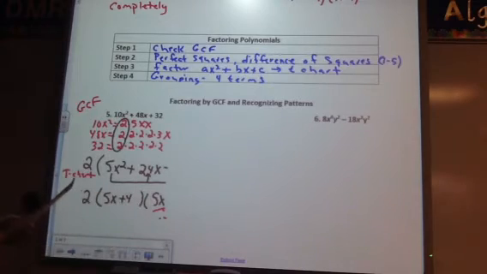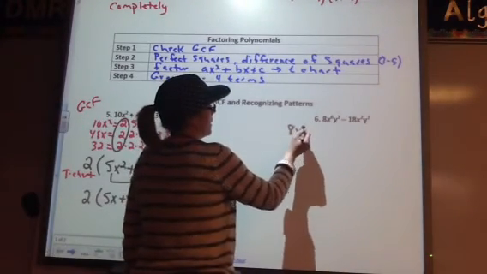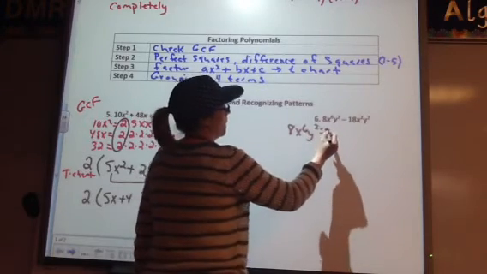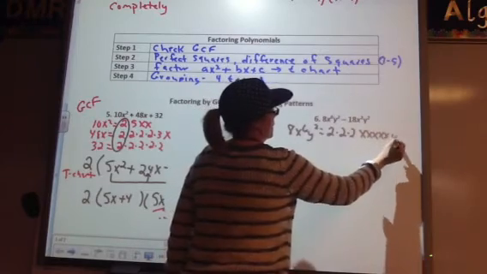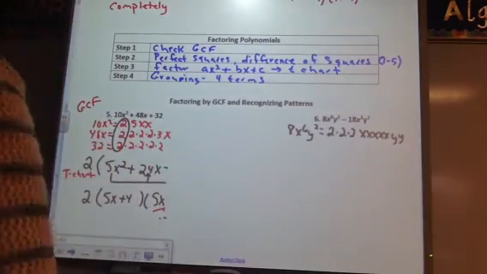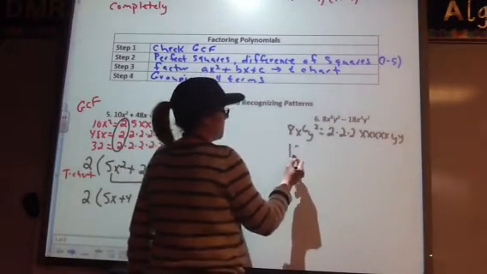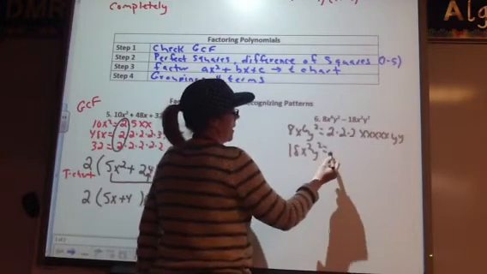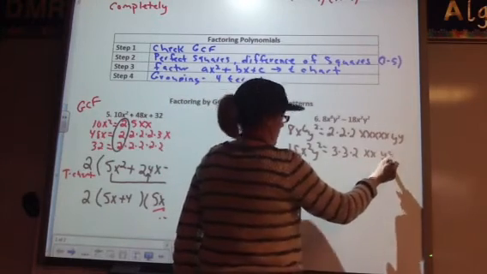Okay, number 6. We have a binomial, and let's see, we need to pull out greatest common factor. So I have 8x to the 6 y squared. So 8 is 2 times 2 times 2, x and y. Make sure you can see all that. And you can, okay? And then for 18, x squared, y squared, I have 9 times 2, x and y.